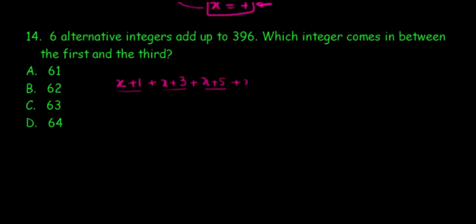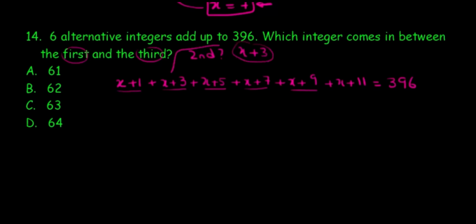So if you pick a pattern, I'm adding the odd numbers, so I don't make a mistake. That's 4 numbers, that's the 5th one, and that's the 6th one. They all add up to give me 396. Which integer comes in between the first and the third? That means they want the second integer, which is x plus 3.